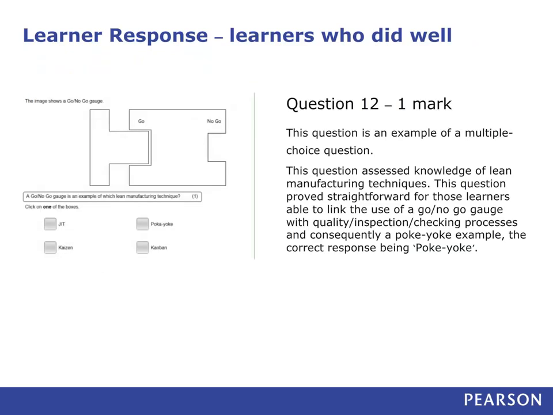Question 12. This question is an example of a multiple-choice question. This question assessed knowledge of lean manufacturing techniques. This question proved straightforward for those learners able to link the use of a go, no-go gauge with quality inspection and checking processes, and consequently a poka-yoke example. The correct response was poka-yoke.